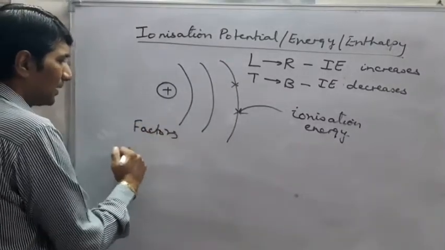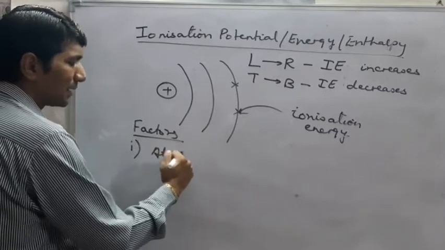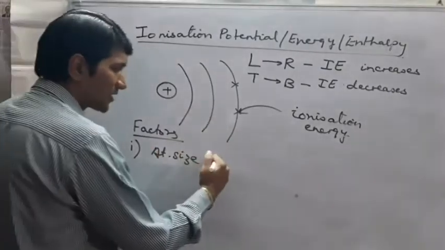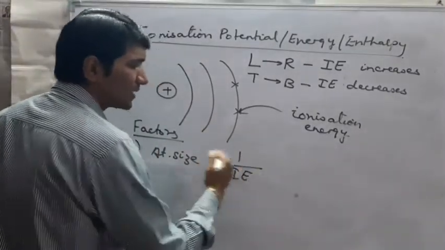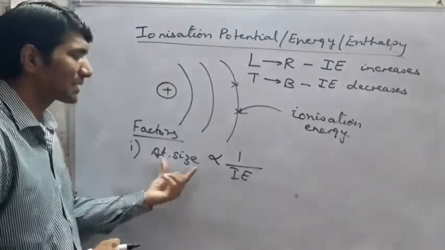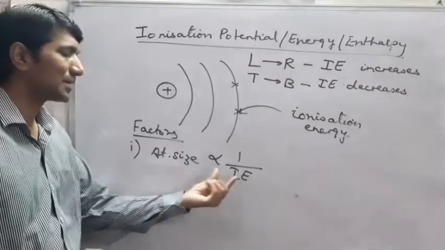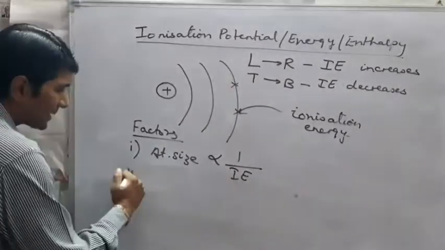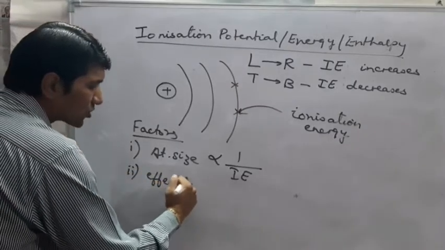Now, understanding the factors on how to relate this ionization energy, the first factor is atomic size. If the atomic size is small, the IP is large, which means that it is inversely proportional to atomic size. Atomic size small, ionization energy large. Atomic size large, ionization energy small. Okay. The second thing is effective nuclear charge.